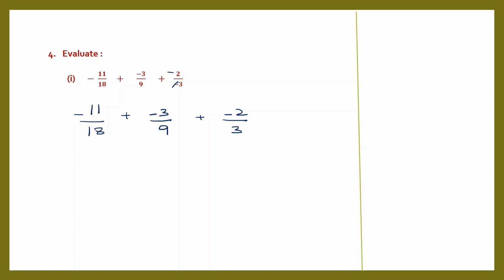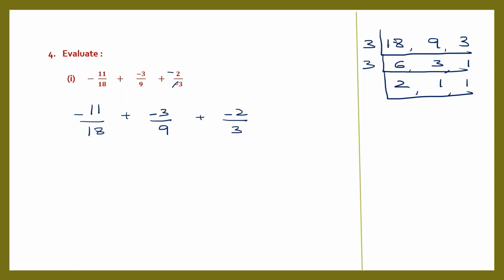Now all denominators are positive. We have to find the LCM of the denominators 18, 9 and 3. So let's use 3 to divide. 3 sixes are 18, 3 threes are 9, 3 ones are 3. Continue with 3. 3 twos are 6, 3 ones are 3, 1. Now we can use 2 here. 2 ones are 2, 1 and 1. So let's find the LCM. LCM is equal to 3 into 3 into 2. So here we have 3 threes are 9, 9 twos are 18. So our LCM is 18.